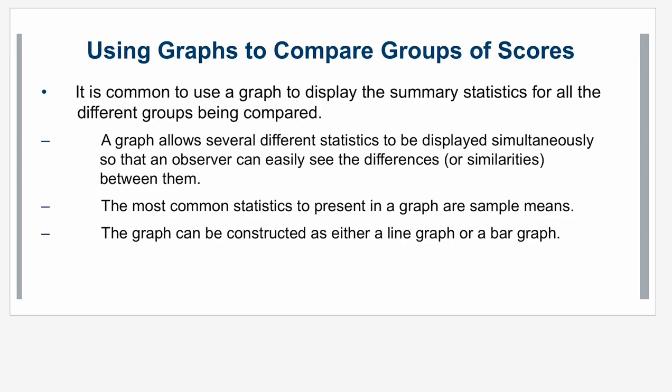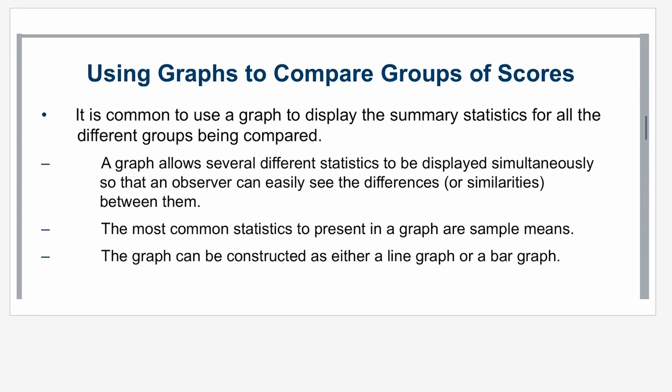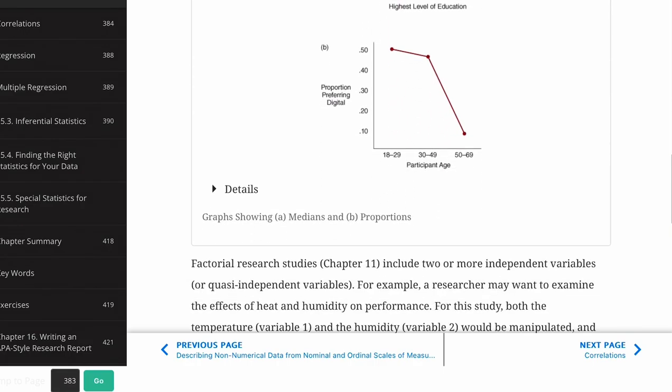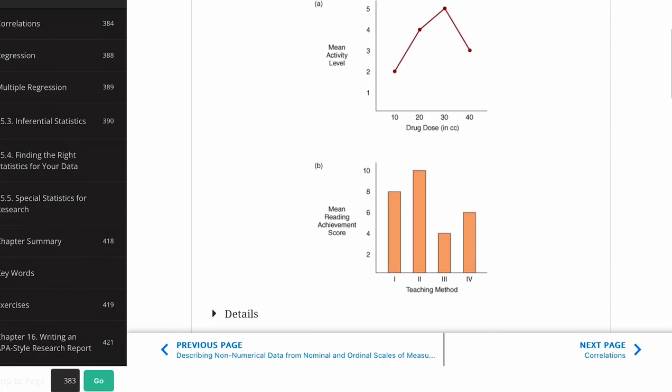But basically, well, no, I'm actually going to show you already so that you don't have to listen to me and not know what I'm talking about. So in figure 15.3, I already had it up there, the top one is a line graph, the bottom is a bar graph, obviously. And this is showing you those sample mean graphs.